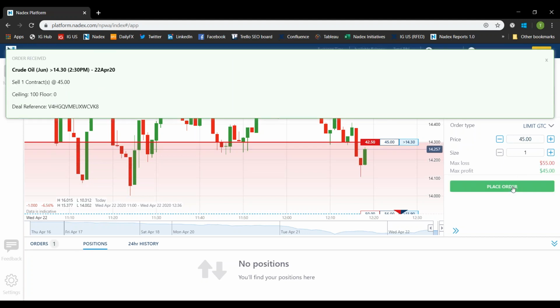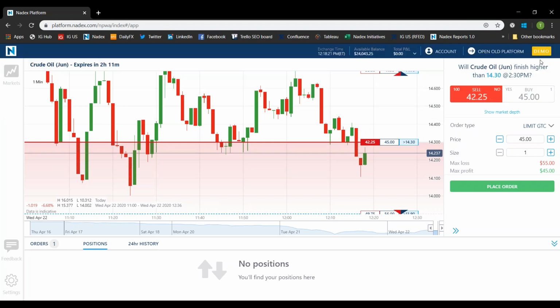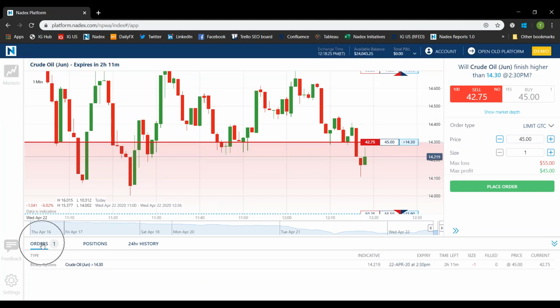I click place order. I get alerted that my order has been placed. And you'll notice that it's now in my order screen at the bottom. And in this demo environment, you actually see my offer. I'm trying to sell one at 45. Now, in the real world, could that trade? Maybe. In a demo world, will that trade? It'll only trade, probably, if it crosses the bid-ask spread. But I just wanted you to see that you can potentially trade between the bid-ask spread.